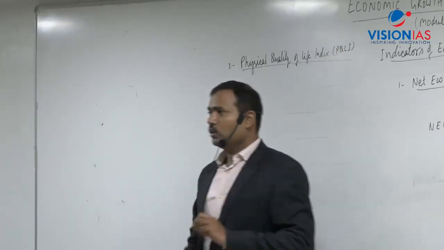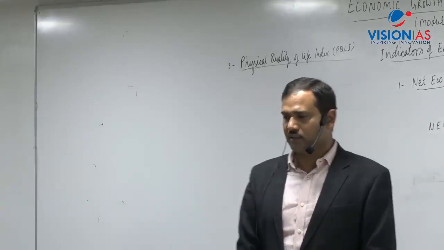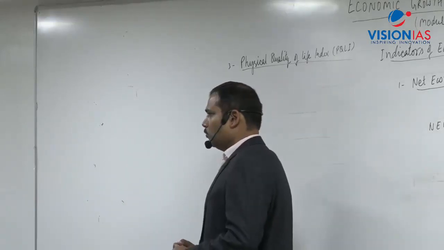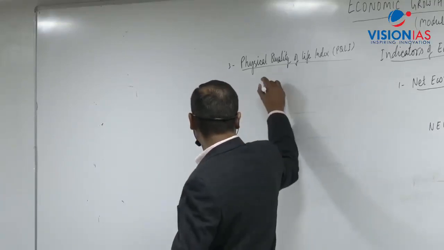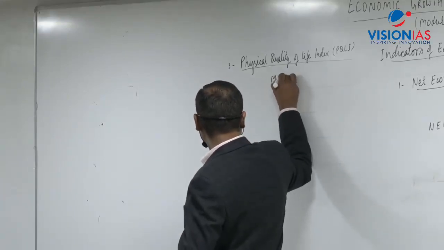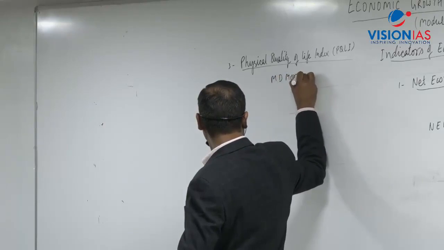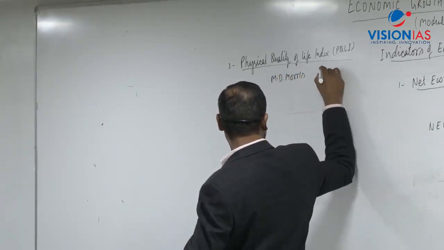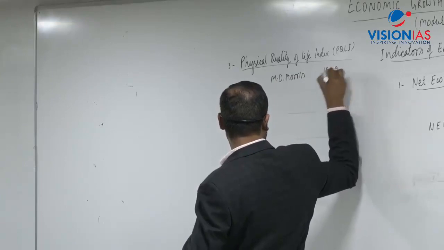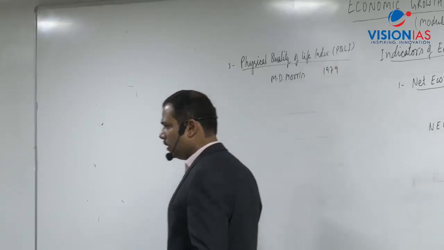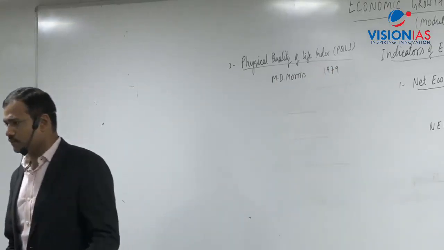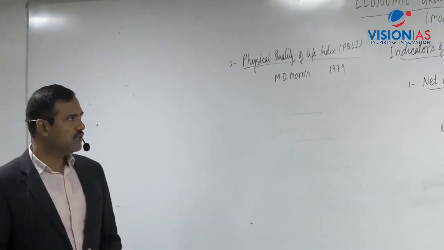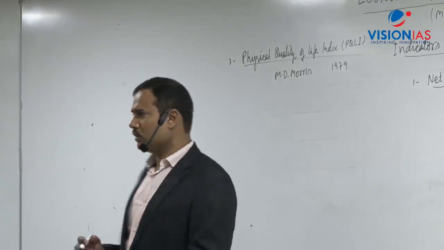So, physical quality of life index. It was developed by M.D. Morris in 1979. It is based on three components.